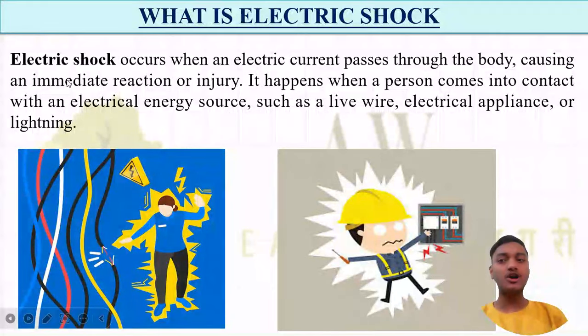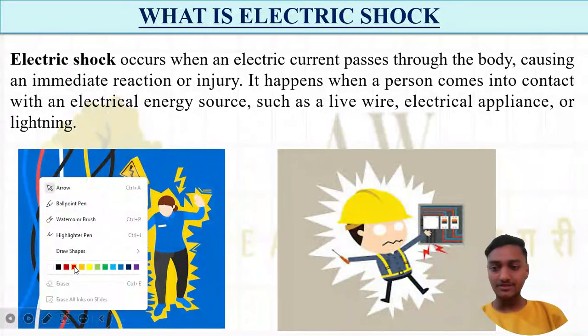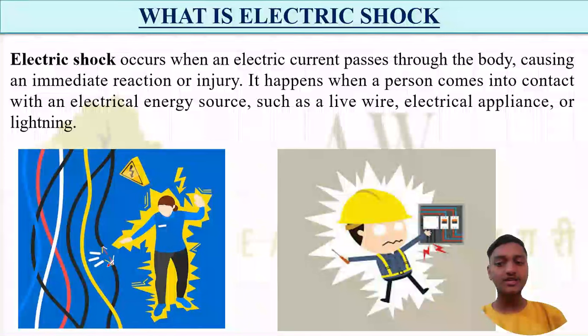So, what is electric shock? Electric shock occurs when an electric current passes through a body, causing an immediate reaction or injury. Okay, that is, electrical current passing through a body. Then the electric shock will occur, and because of this, some injury may happen. It happens when a person comes in contact with an electric energy source such as a live wire, electrical appliances or lightning.